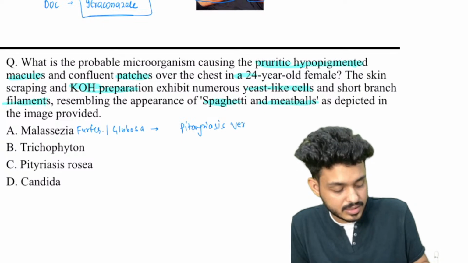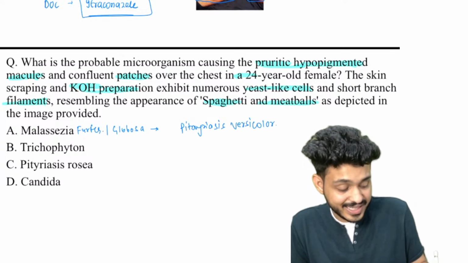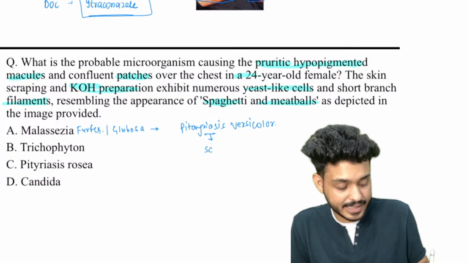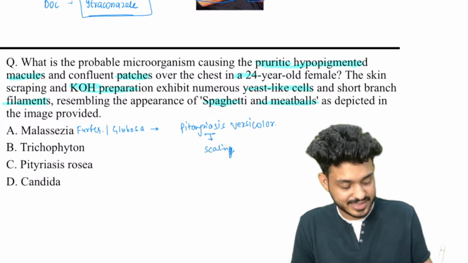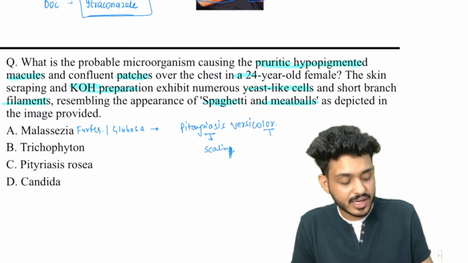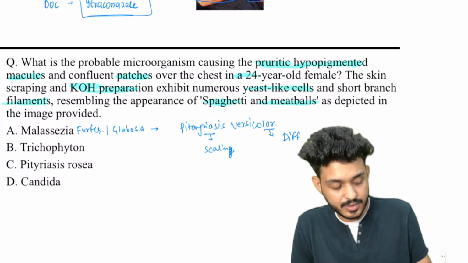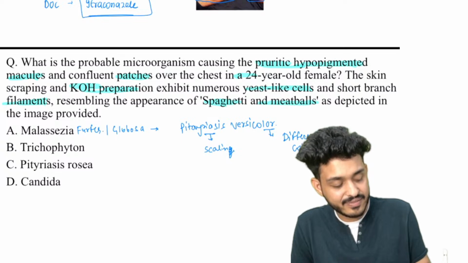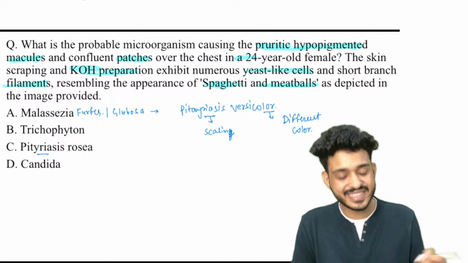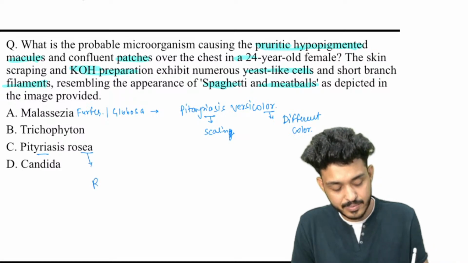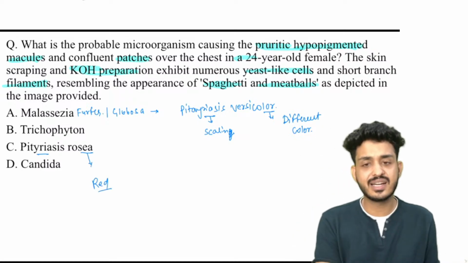Simple meaning: pityriasis means scaling. Scaling is a secondary change, so scaling will be there. And versicolor means different color. Okay, you will be having different color, versicolor. Another one, again pityriasis means scaling, rosea means it will be giving you red color appearance.